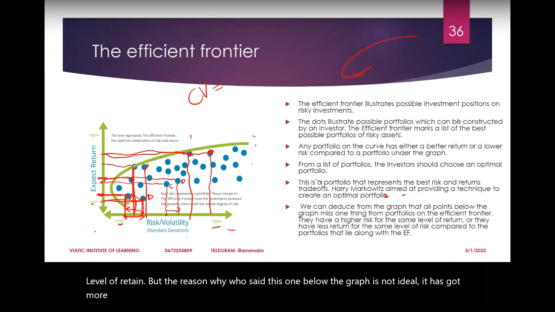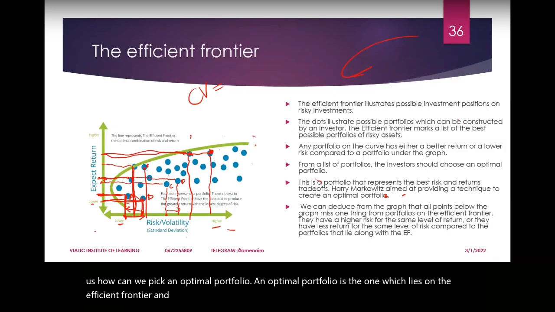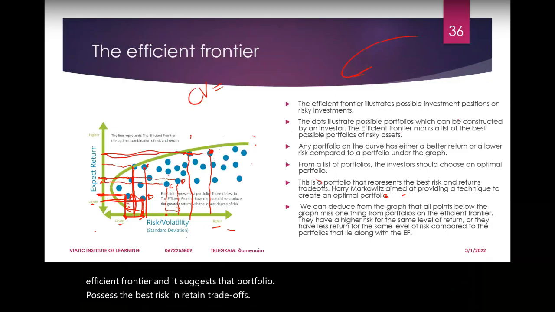The efficient frontier tries to explain the risk and return trade-offs and to suggest to us how we can pick an optimal portfolio. An optimal portfolio is the one which lies on the efficient frontier, and it suggests that that portfolio possesses the best risk and return trade-offs compared to all other portfolios which are below.